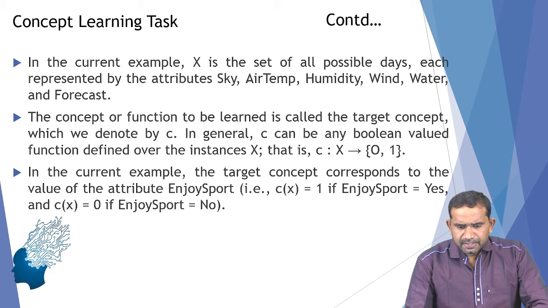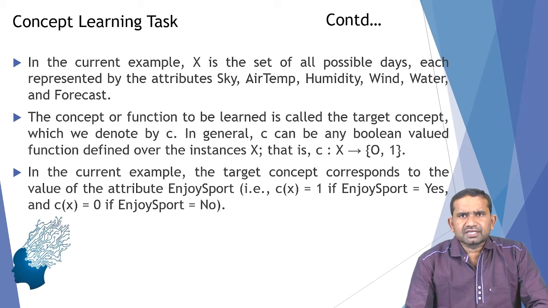In the current example, X is the set of all possible days. X indicates all possible values. The possible days are the first day, second day, third day, and fourth day, each represented by attributes: the sky attribute, air temperature, humidity, wind, water, and forecast. That is 6 attributes.